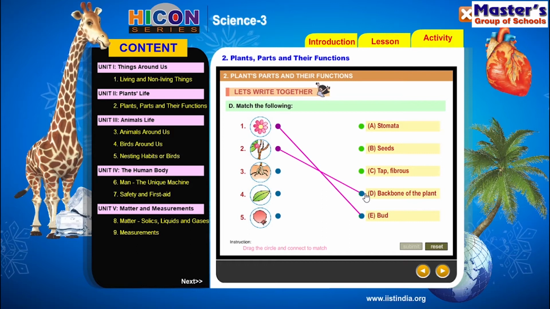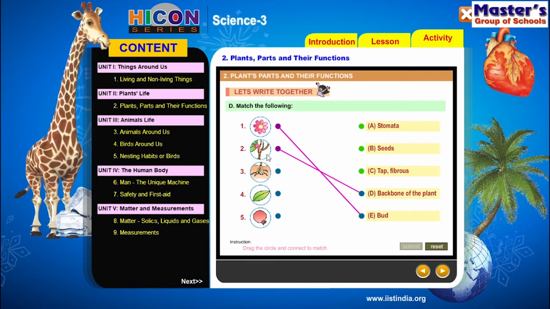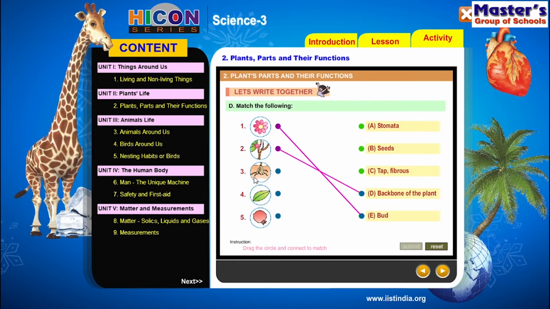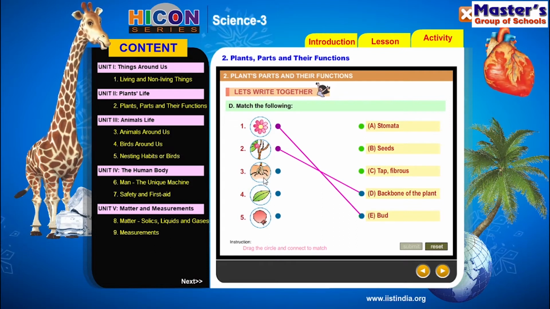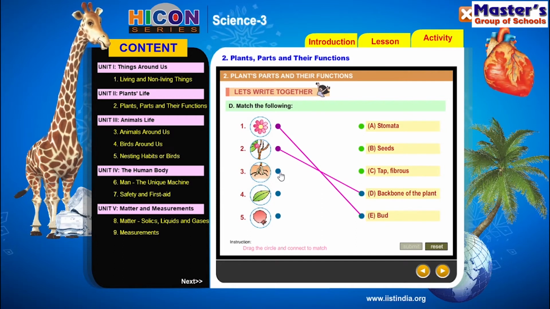Next, third picture. See the third picture, you are observing the roots. In the third picture they have given roots. There are also some tap roots and fibrous roots. So match this with tap and fibrous.